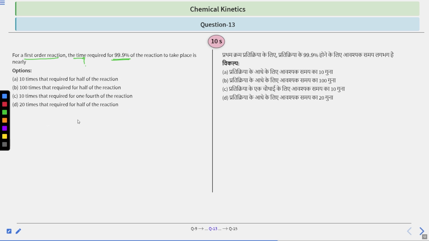You have 10 seconds to solve this question. After that, we will see the correct answer.